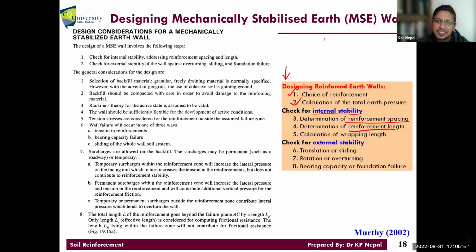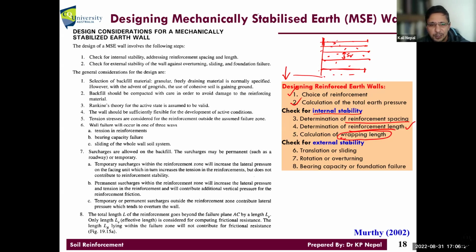For example, if this is a wall with some height, we put in reinforcement, so how long is the reinforcement, the length, at different levels? Look at the reinforced walls: how long this reinforcement would be. The vertical spacing we usually call SV. There is also a horizontal spacing if it is metal strip. And then also how long it will be, so you need to calculate the length.